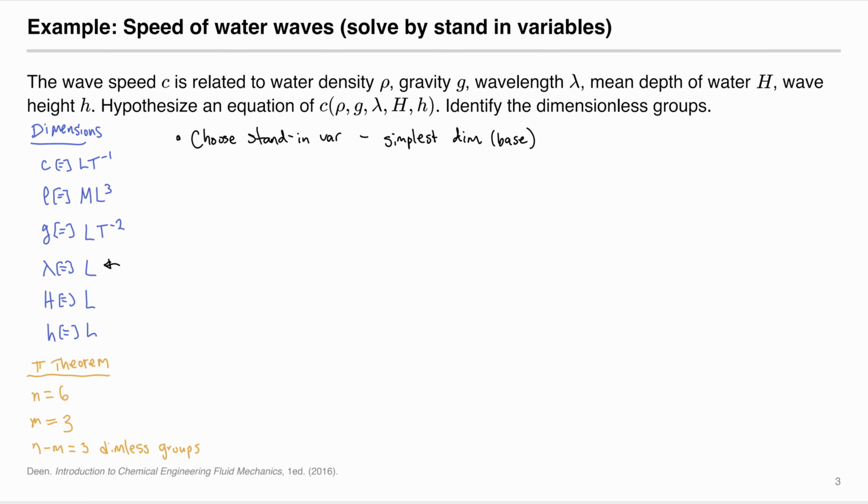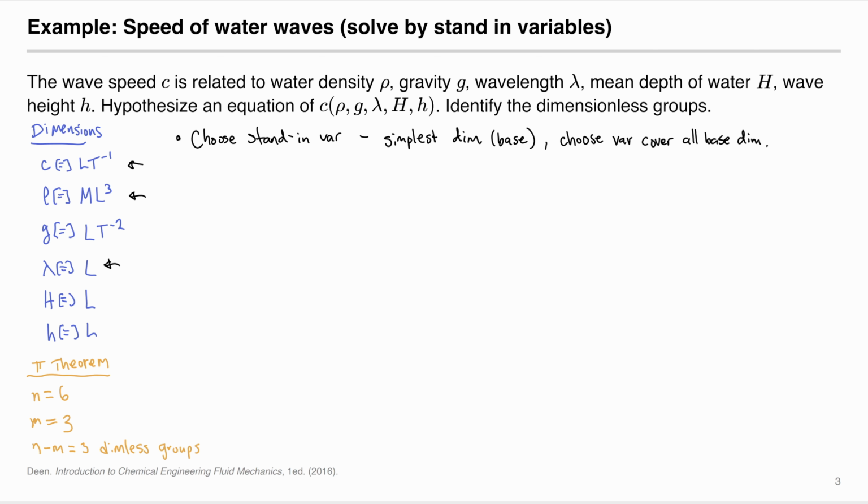And after I choose lambda, I want to choose variables that cover other base dimensions. So for example, I must choose rho because it covers the base dimension of mass. And from C and G, it really doesn't matter which one I choose. I can choose the one that has the least exponents, but it must contain t. So let's say we choose C. So after the simplest dimensions, choose variables that cover all base dimensions.